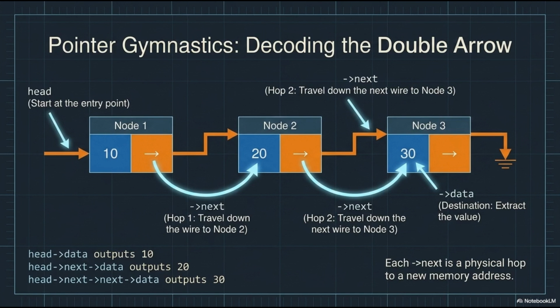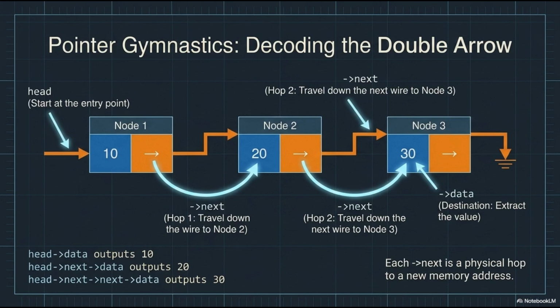So, once you have a chain, how do you actually extract data from the end of it? Well, welcome to pointer gymnastics. Something like head.next.next.data might look like a dense wall of code, but visually it makes perfect spatial sense. Each arrow operator is a literal physical hop across your computer's memory.